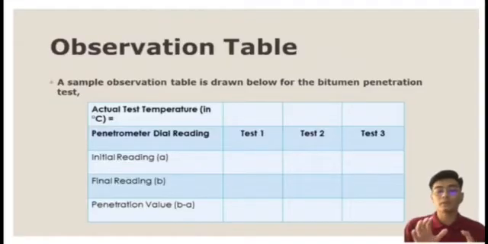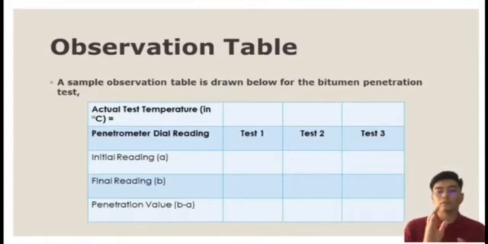Now I will explain the results and calculation for the bitumen penetration test. For this slide, I will explain the observation table. Over here you can see the sample table for the bitumen penetration test. This is a sample observation table drawn below for the bitumen penetration test.